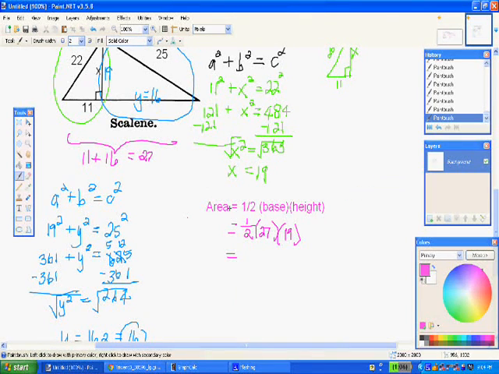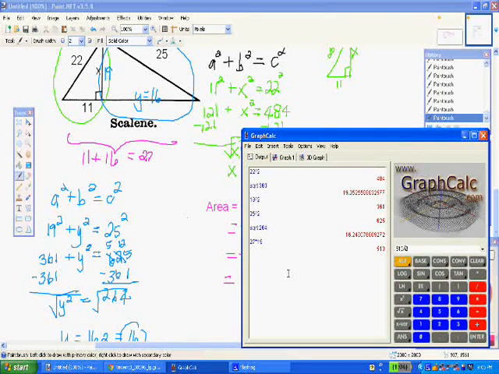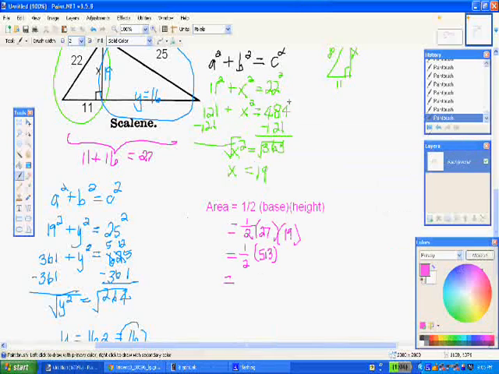I get 513. I still need to divide by 2. So 513 divided by 2 is 256.5. And that is my area. And since there aren't really any given units, I'm going to just say units squared, or squared units.